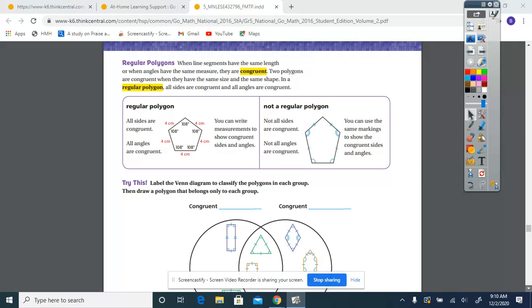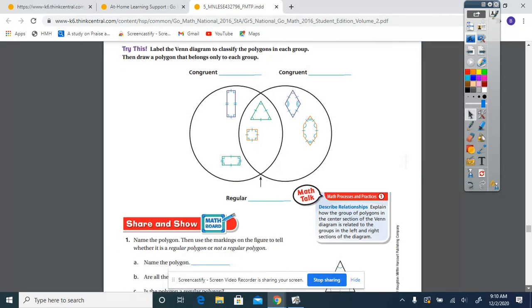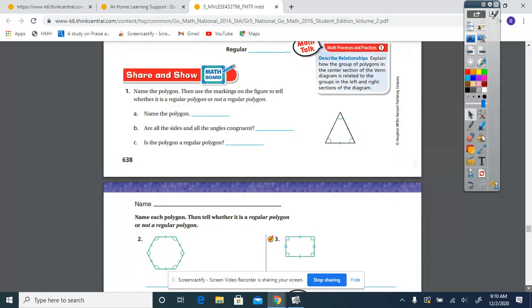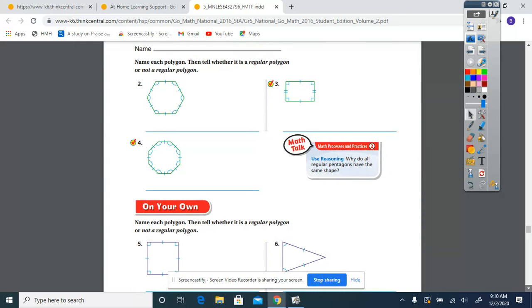We're going to scroll down a little bit. We're going to keep going down. All right, so we are going to do this page together. I am looking at page 639. This is going to help you with page 641. We're going to knock this out really quickly.